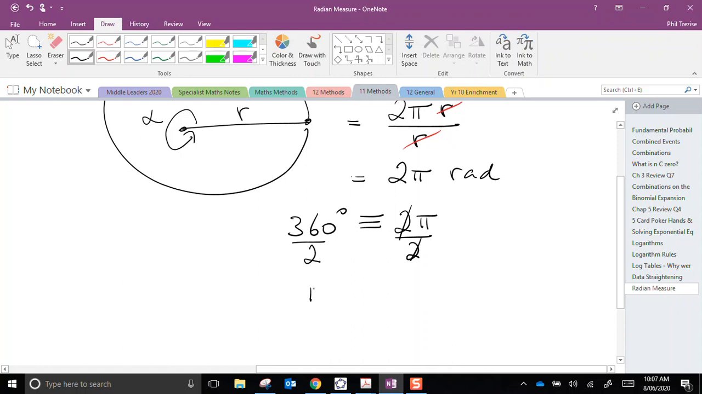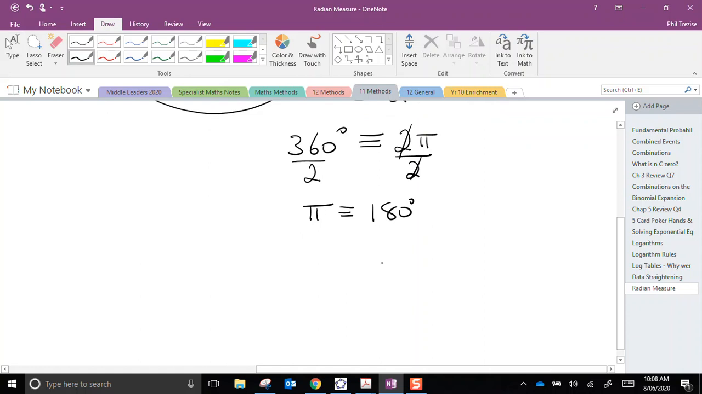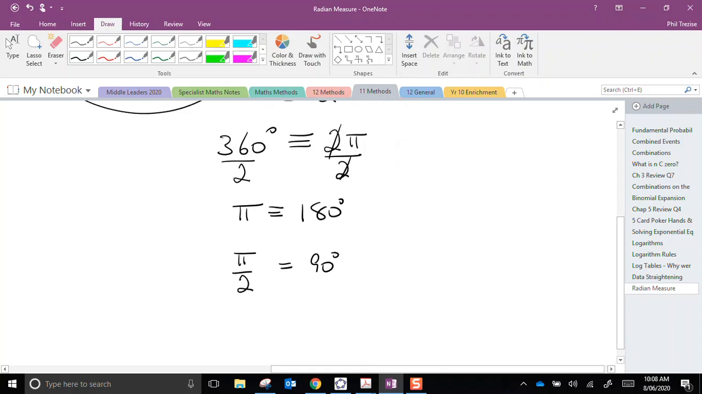And this gives us our nice conversion factor that pi radians is equivalent to 180 degrees. We saw that on the little demo. When I was halfway around the circle, the angle at the middle was 3.14. What about 90 degrees? Well, if I divide by 2 again, 90 degrees would be pi over 2 radians, wouldn't it?